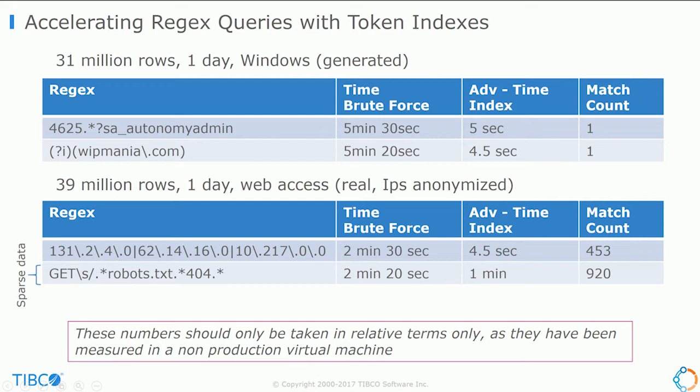For 39 million rows of one day, for web access with real IPs, rather, IPs that are anonymized, we saw this example where we're ORing 3 IP addresses. The brute force way took 2 minutes, whereas the new advanced way only took 4 seconds. We returned 453 matches. When we got to more complex queries with sparse data, where we're looking for some HTTP log traffic, a GET followed by a string and then an error, the brute force way took about 2 minutes, whereas the advanced took about 1 minute.